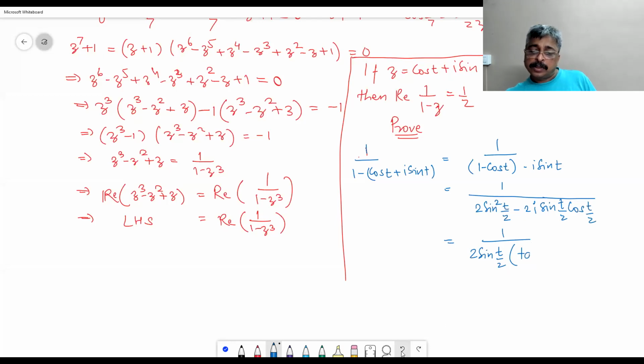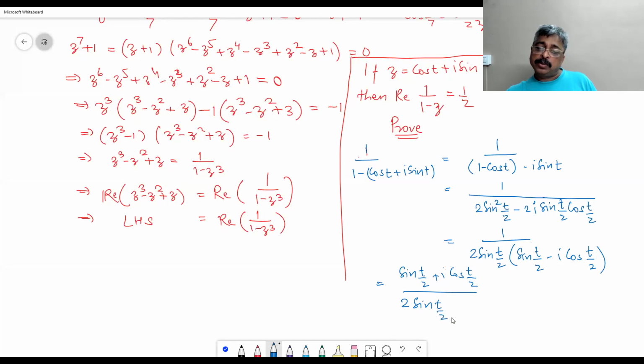1 upon 2 sin t by 2, inside the bracket sin t by 2 minus I cos t by 2. Now we have to rationalize. So sin t by 2 plus I cos t by 2 upon 2 sin t by 2. Now if you multiply these two, what will happen here? Sin square t by 2 minus minus I square, right? So what will happen when you multiply? Will it be 1? Yes. It is sin square t by 2 plus cos square t by 2, which is 1.